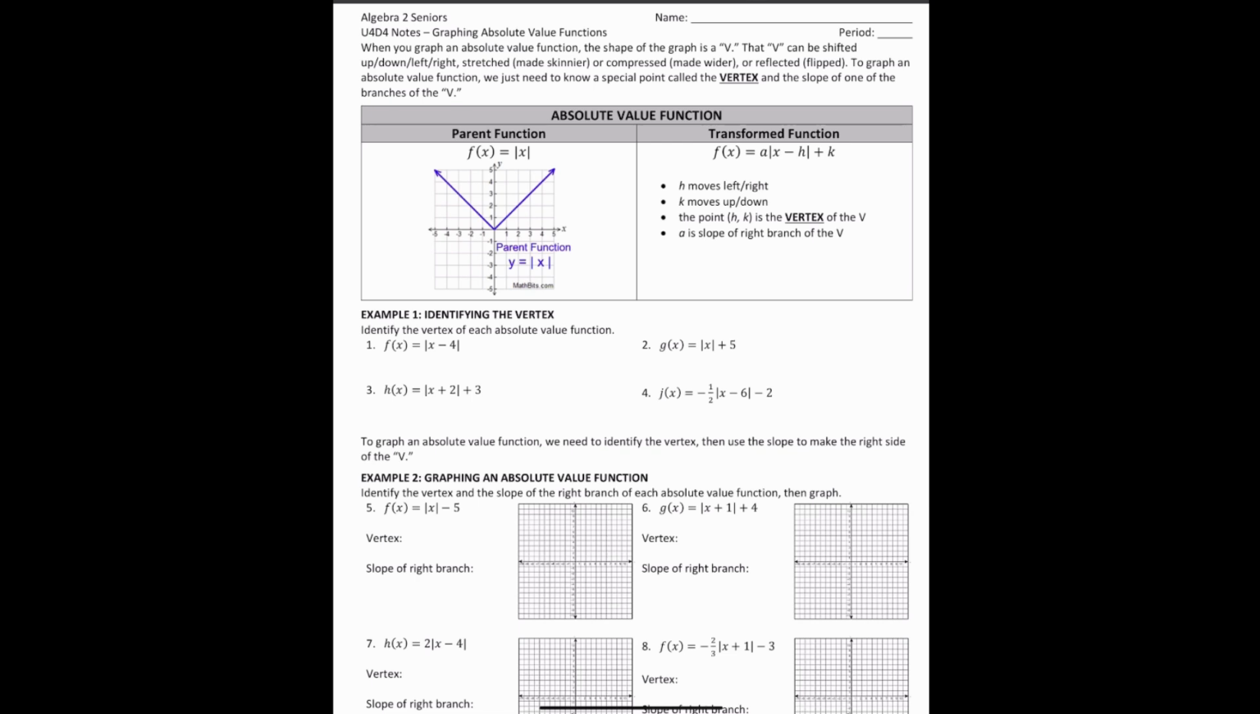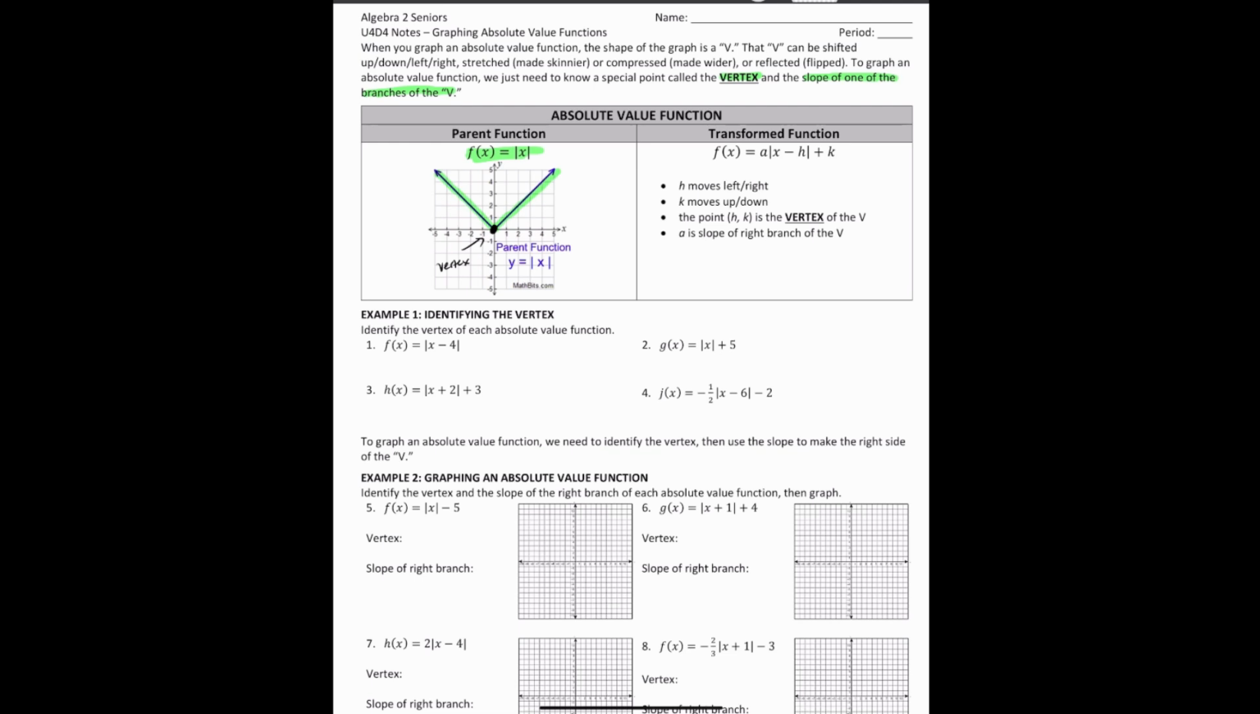To graph an absolute value function, we just need to know a special point called the vertex and the slope of one of the branches of the absolute value function. So the parent function is f of x is equal to the absolute value of x. This is the absolute value function. Again, it looks like a V-shaped graph. The point in the center here is called the vertex, and it's centered at the origin 0, 0.